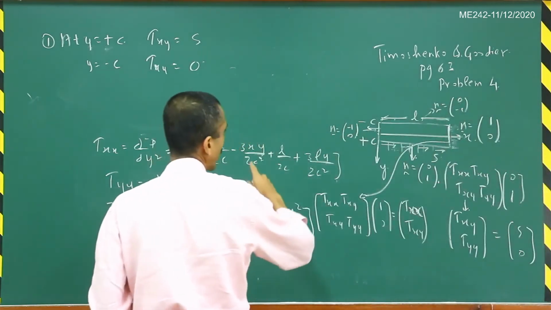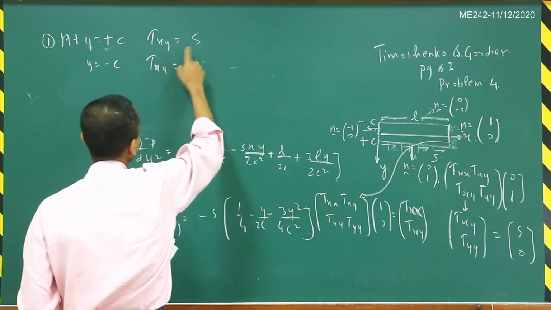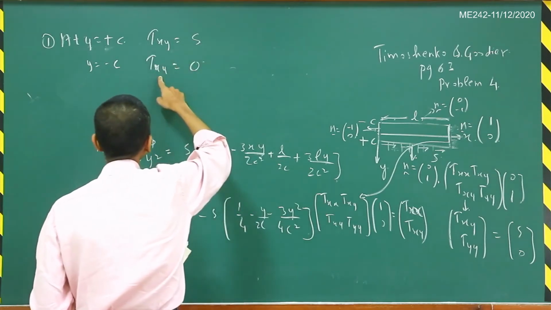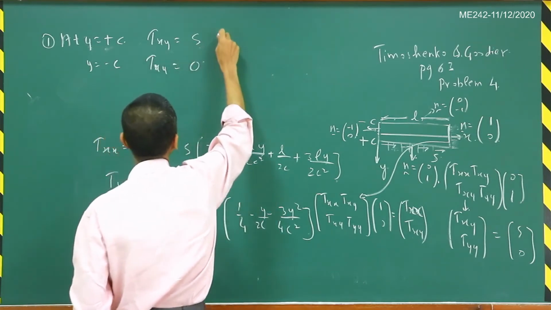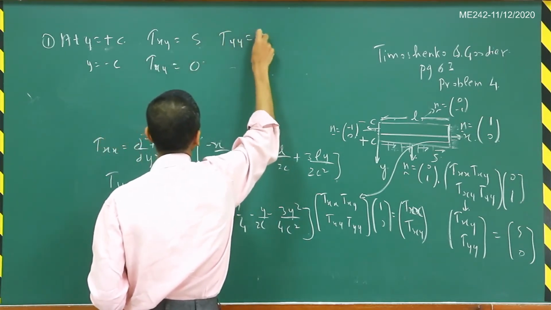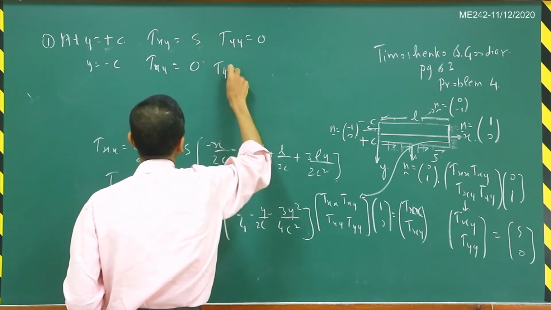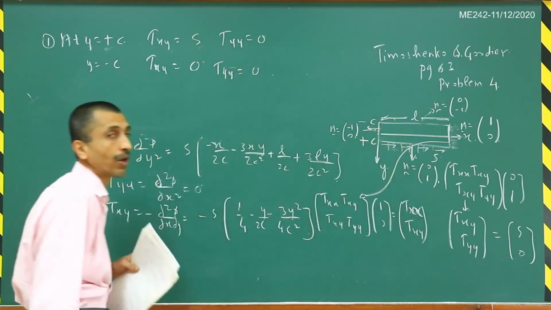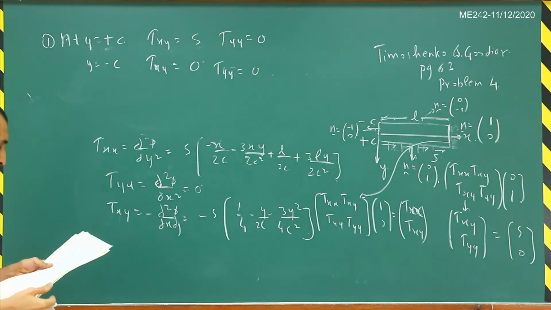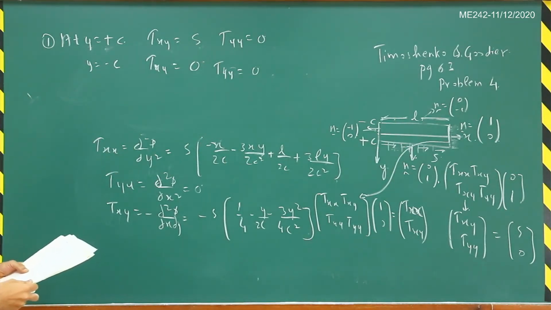So now here you can see that tau xy is s at y equal to minus c, and at y equal to plus c, you get tau xy equal to 0 and tau yy also equal to 0. And here also you get tau yy equal to 0. So you can see that the boundary conditions on the top and the bottom surfaces are perfectly satisfied.